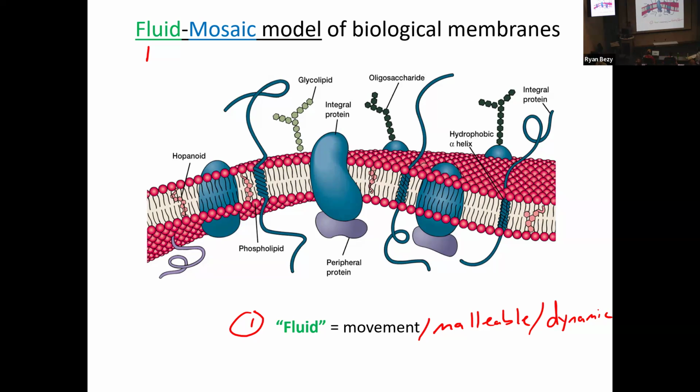The other part of the fluid mosaic model is that membranes are mosaics, and a mosaic just means it's built up of multiple different kinds of parts. Multiple different parts are part of the membrane structure. It's not just phospholipids. It's other things as well, is what I'm really trying to get at.